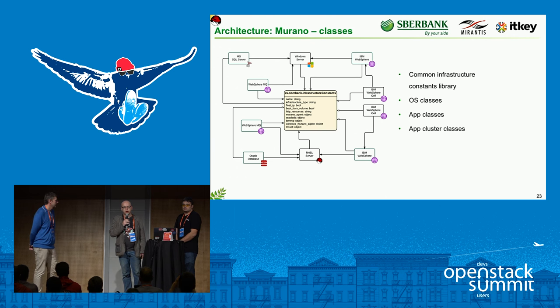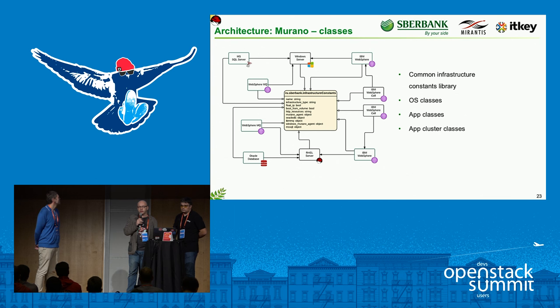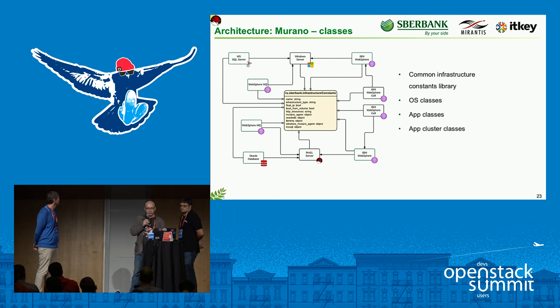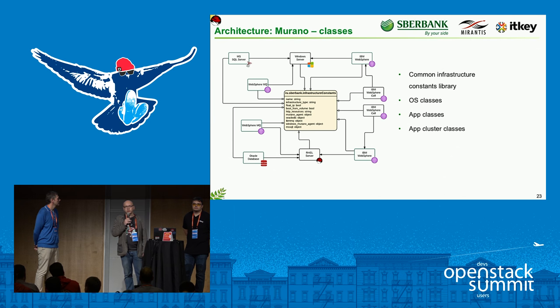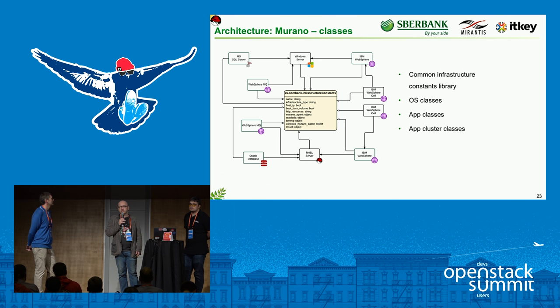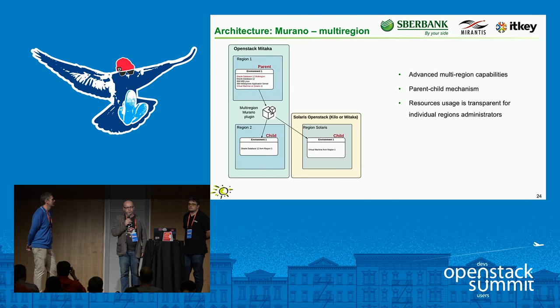In order to support that, Murano is based on an object-oriented class model, allowing the administrator to declare the dependencies between entities and model complex multi-tiered applications. On this slide, you can see the class hierarchy implemented so far, which includes a common infrastructure library, basic operating system classes for Windows and for Red Hat, Sberbank applications like Oracle Database and IBM WebSphere, and application clusters like WebSphere Cell. Some of these tiered applications are cross-platform.